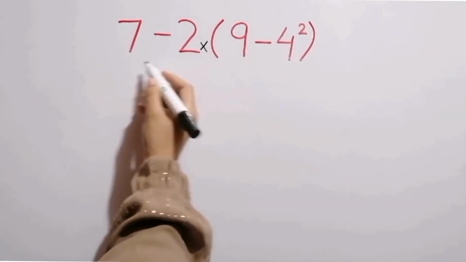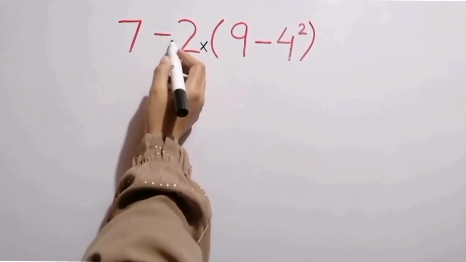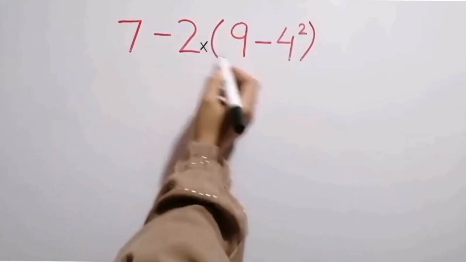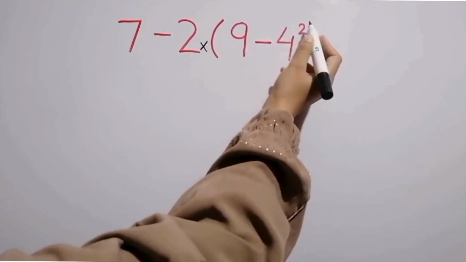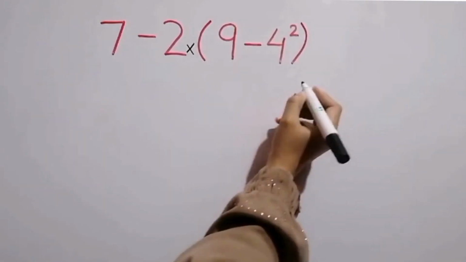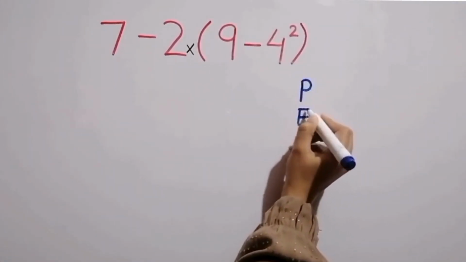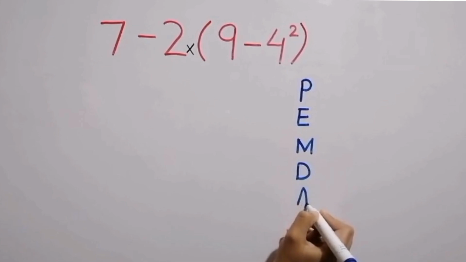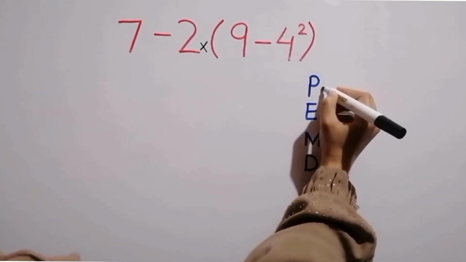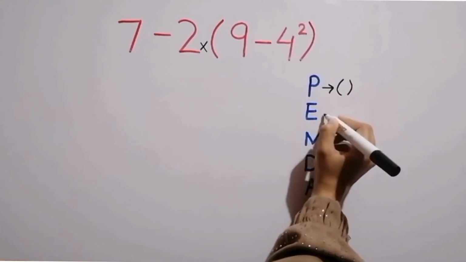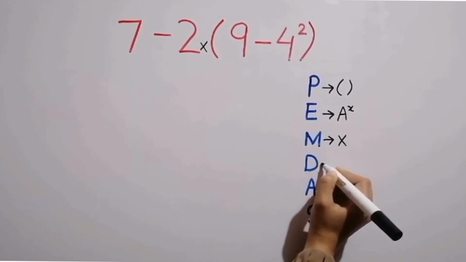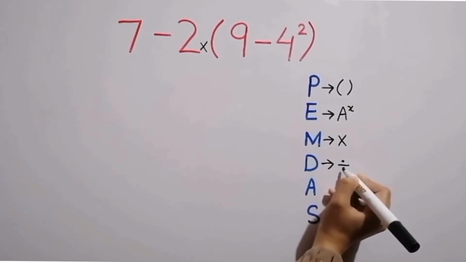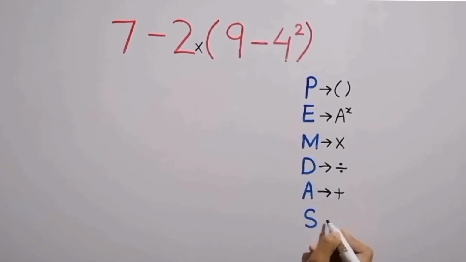As you can see on the screen, in this expression we have a subtraction sign followed by a multiplication and finally parentheses. Inside this we have subtraction and exponent. Alright, to solve this question we need to follow the order of operations, which is PEMDAS. In this rule, P stands for parentheses, E stands for exponent, M stands for multiplication, D stands for division, A stands for addition, and S stands for subtraction.